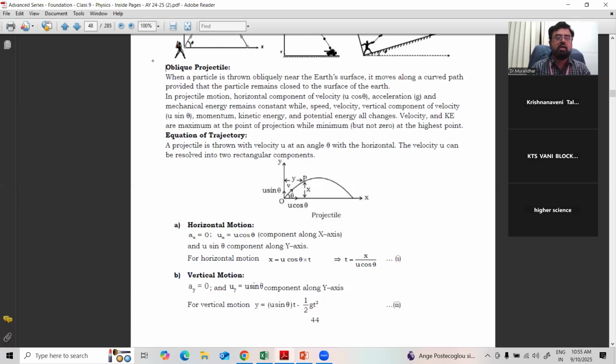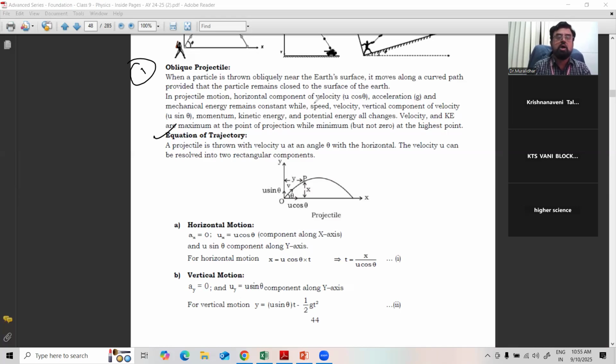Oblique projection is the first case. When a body is projected from the ground, it will follow a parabolic path, and the path followed is called the trajectory. The trajectory is nothing but a parabola. The trajectory of oblique projectile motion is a parabola. When a particle is thrown obliquely near Earth's surface, it moves along a curved path, provided that the particle remains close to the surface of Earth.